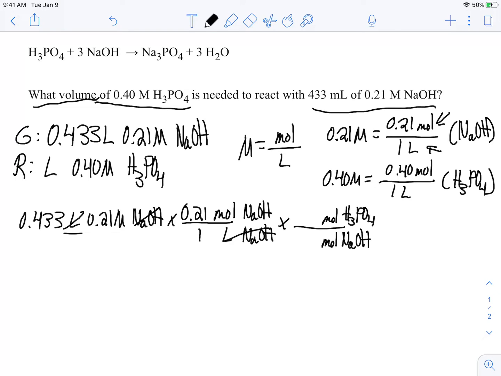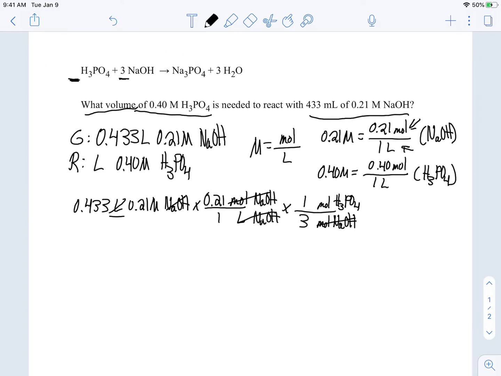For coefficients, I've got to look back at the balanced equation. I see a 3 up top for NaOH. There is nothing in front of H3PO4, which means it's a 1. So I have 1 over 3. Next I can cancel out my units, moles of NaOH, moles of NaOH. Currently I'm in the unit of moles of H3PO4. However, I was required to go into volume, so I have to go one more step.